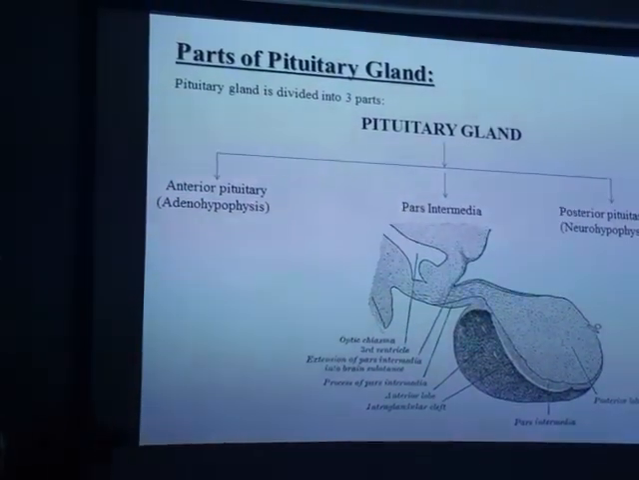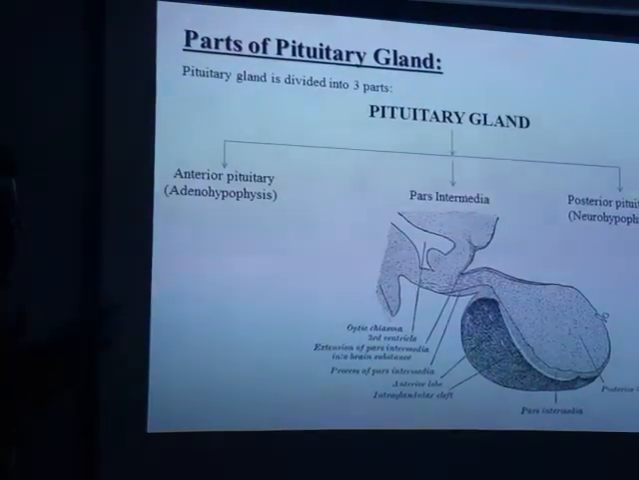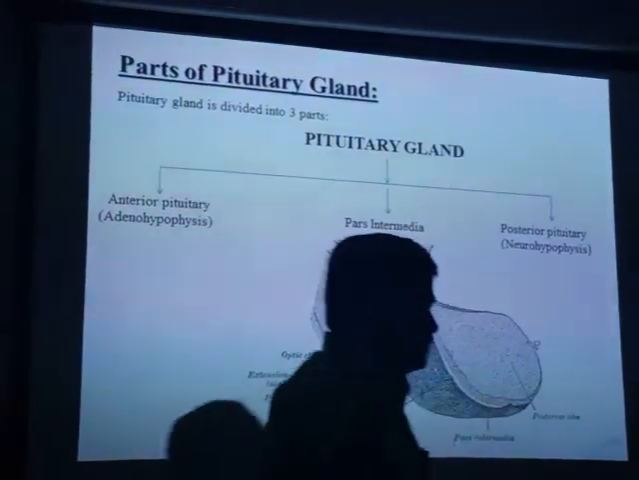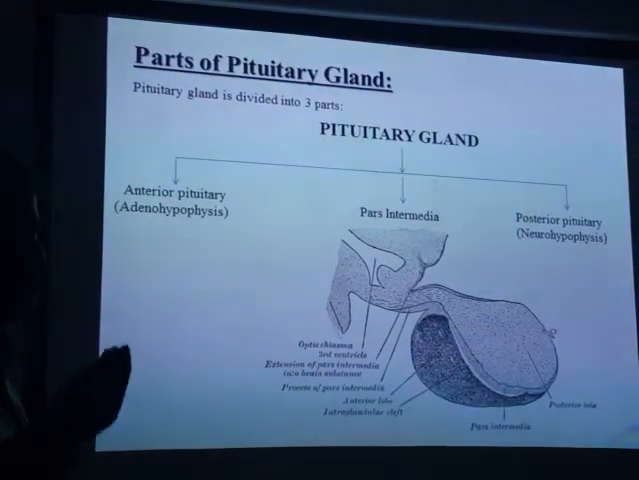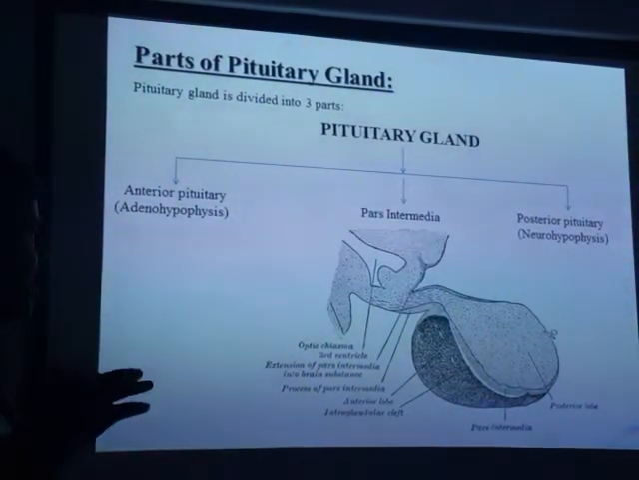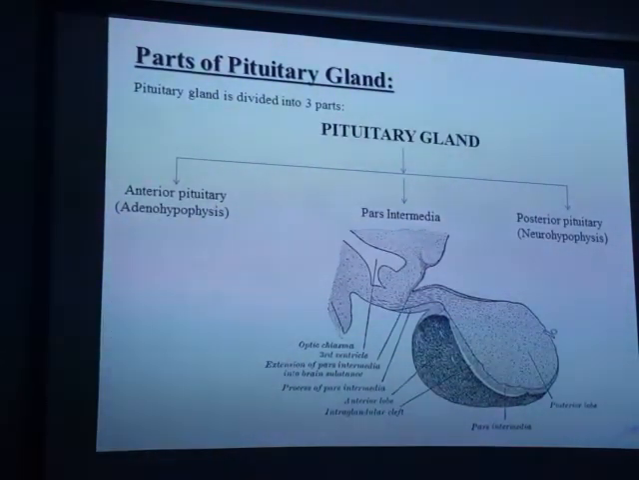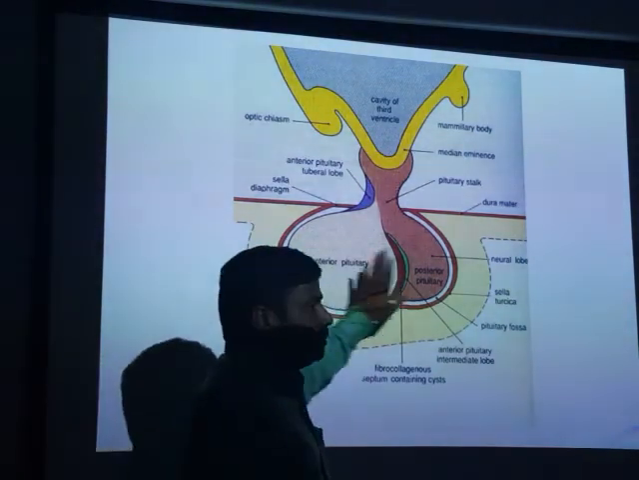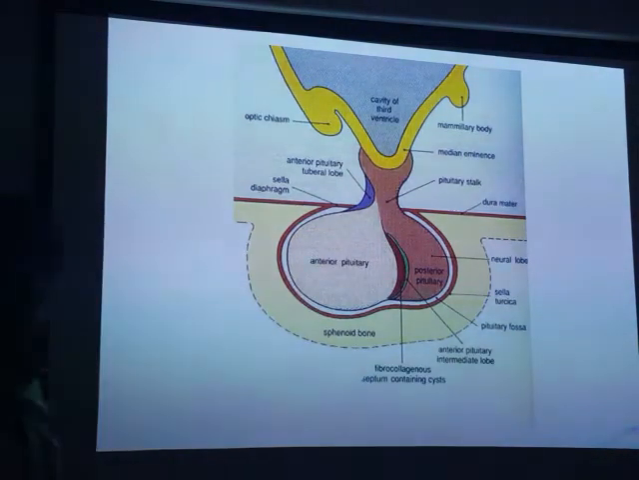according to the microanatomy. That means you have more and more secreting cells, that's why it is called adeno. Adenohypophysis. The posterior is called the neurohypophysis, because it contains a large number of neuronal cells, mainly the axons. That's why it is called neurohypophysis. Anterior, posterior, and intermediate. This is one more picture showing you the three parts: anterior pituitary, posterior pituitary, and then intermediate. The anterior again has different parts.